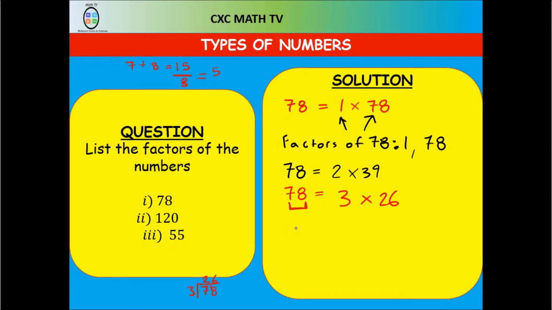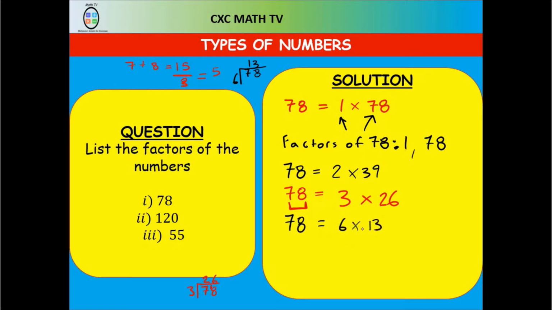Let's continue. Now, can we break it up any other way? Can we put 4 into 78? Absolutely not. Alright, 4 cannot go into 78. Can 5 go into 78? Absolutely not. Can 6 go into 78? Now, let's check it. Chances are if 3 can go into 78, then 6 should be able to go into 78, don't it? So look at it. 78, if you divide it by 6, that would give us 13. And so in that case now, 78 is just 6 times 13.